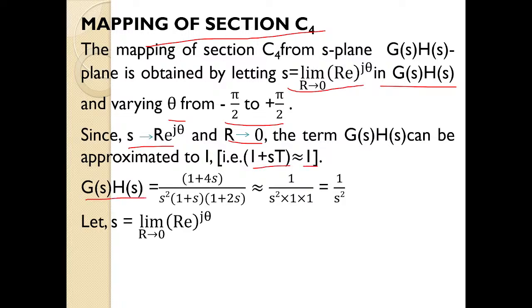So consider G(s)H(s). It has 1 plus 4s over s square into 1 plus s into 1 plus 2s. So 1 plus 4s will become 1, 1 plus s will become 1, and 1 plus 2s will become 1. So 1 divided by s square into 1 into 1, we will get 1 by s square, at s equal to limit R tends to 0 of R e power j theta. This bracket is not there. I will remove the bracket now itself. You people just note it down.